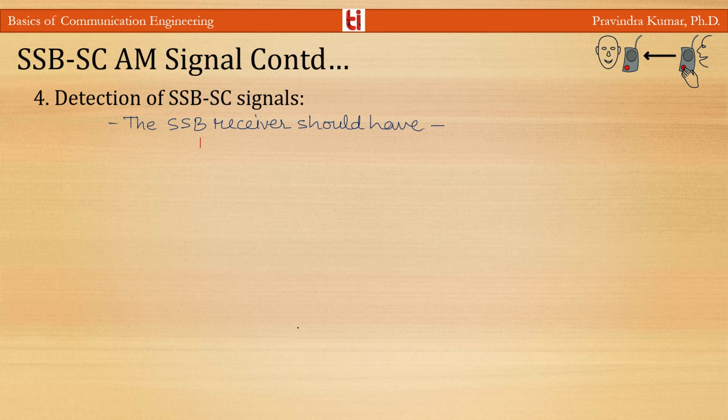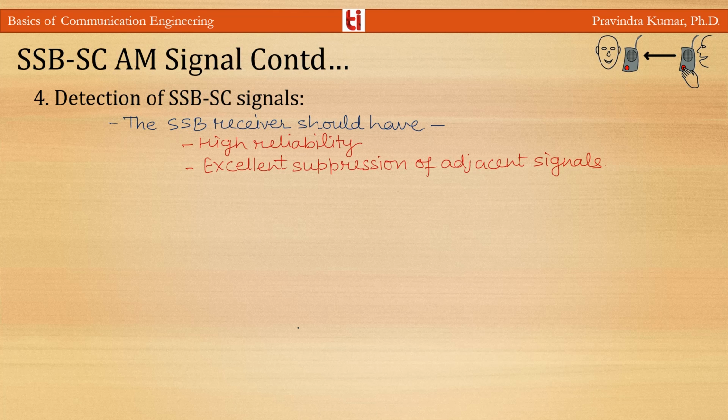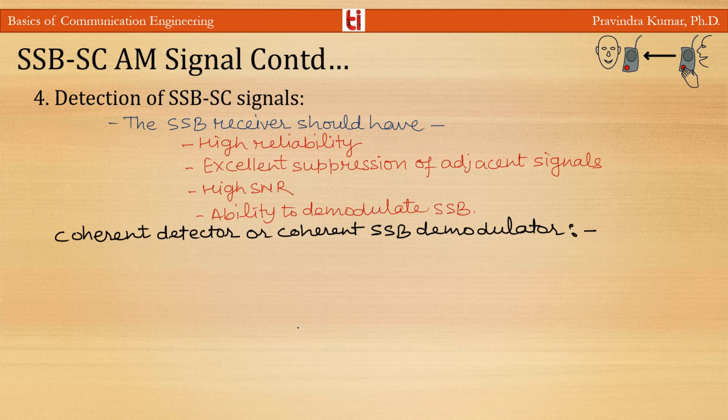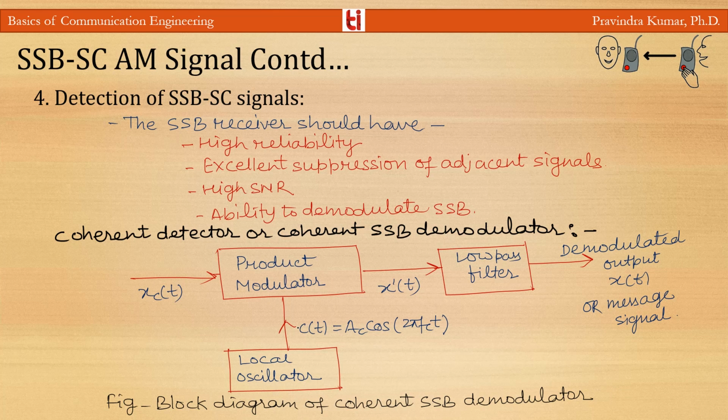The SSB-SC receiver should have high reliability, excellent suppression of adjacent signal, high SNR, and the ability to demodulate SSB-SC. So first, we will discuss the coherent detector, or SSB demodulator. The block diagram of the coherent SSB-SC demodulator is in the figure, and you can see here the same carrier signal which is used for generating the SSB-SC signal is used to detect the message signal.